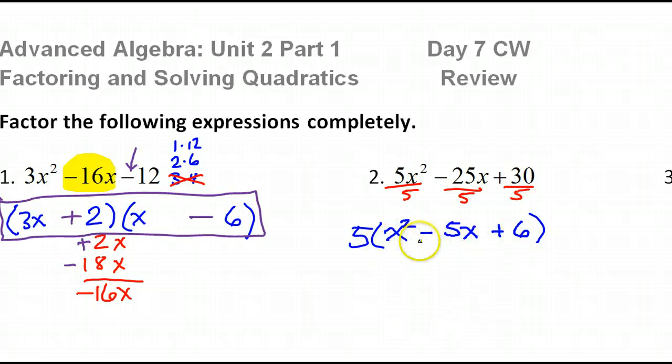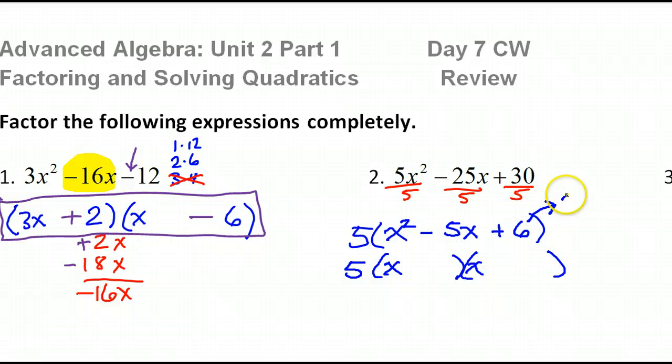Now this needs to be factored further. So I will keep the 5, right? Do not let anything bad happen to it, and we will factor this. Now x squared can only be x times x. 6, on the other hand, has 2 possibilities. First I will try 2 times 3, and then I will try 1 times 6. Okay? Let's start with 2 times 3.